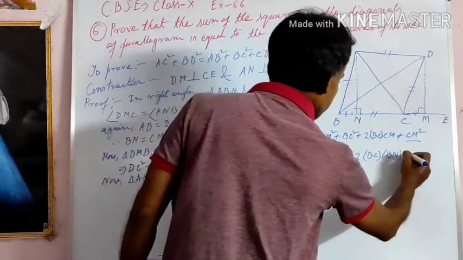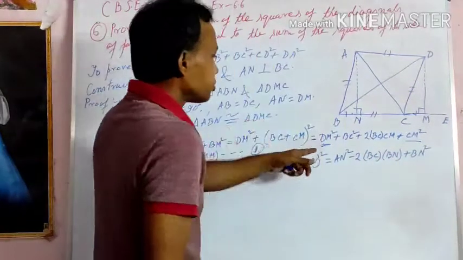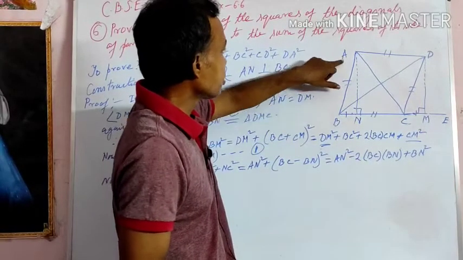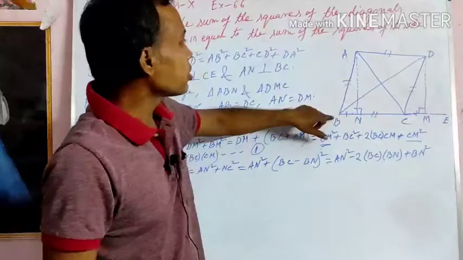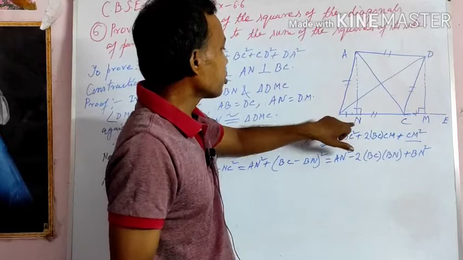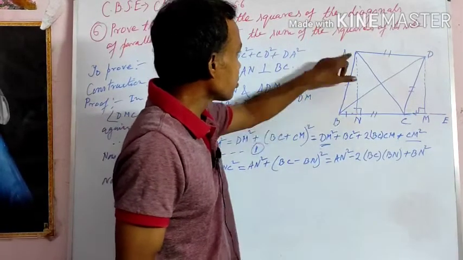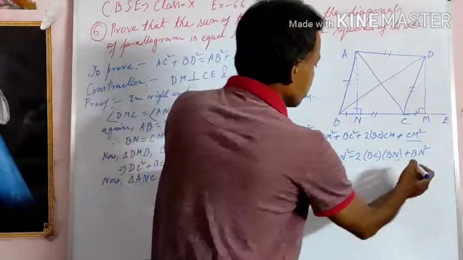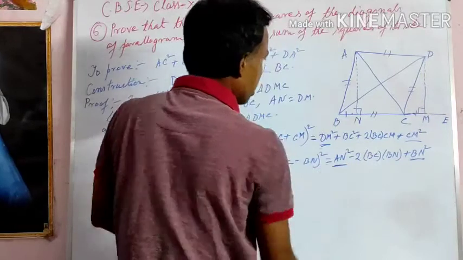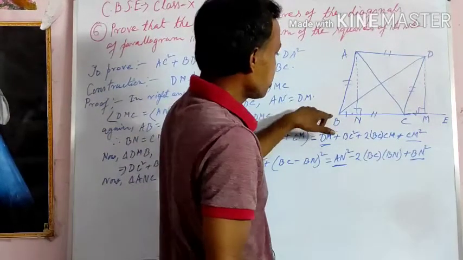plus BN square. Again, BN square plus AN square will be replaced by AB square. According to Pythagoras theorem, this is your right angled triangle ABN. For a right angled triangle we can write AB square is equal to BN square plus AN square. In place of AN square plus BN square, we will write AB square.